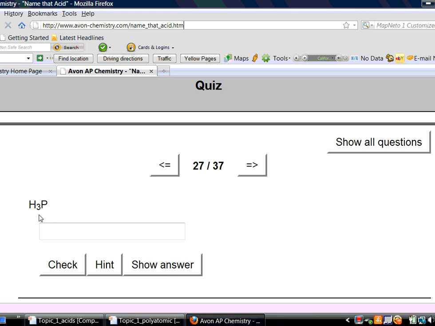So this last one, try to name it real quick, and this will be the end of the video for acids and bases. No oxygen, so we're going to call this hydrochloric acid.